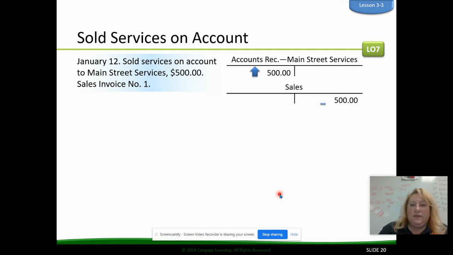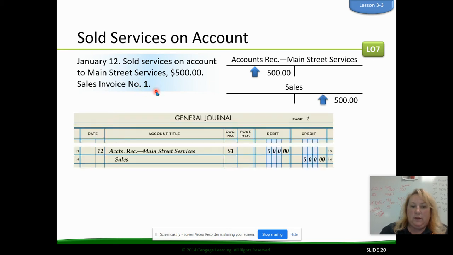The next one, sold services on account. So our customer, Main Street, we provided a service for them. They haven't paid for it yet. That's why you see this arrow going up, because they owe us. We're going to receive it eventually, $500. And since we sold services, remember, service is the same as sales. So we have our sales invoice number 1. So it looks like this. We have the date. We have our Main Street services. S1 is my source document. That's a debit. And then sales is my credit. And remember, sales is always a credit.